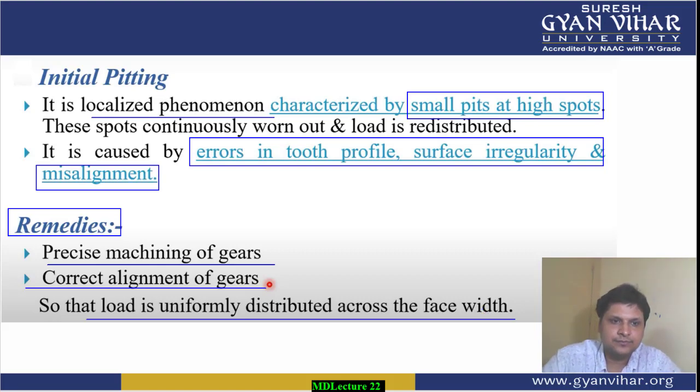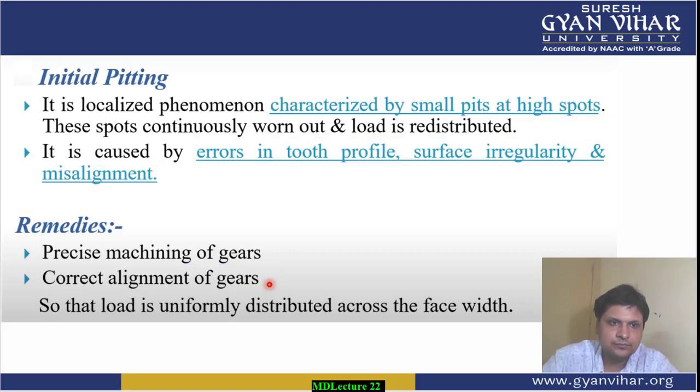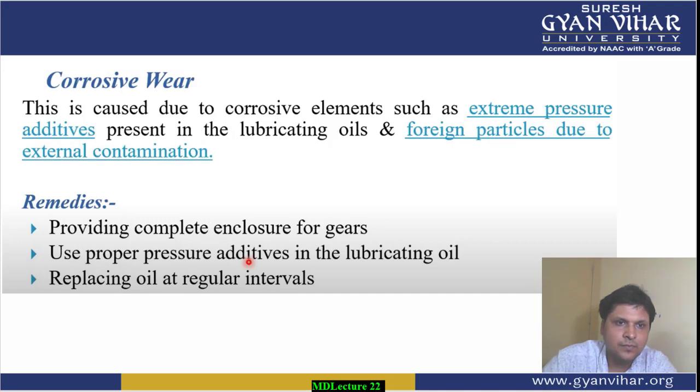Moving further, coming to the next one, corrosive wear. Corrosive wear is basically, as I have told you, a problem of corrosion, and it is due to corrosive elements. Now, what are corrosive elements?